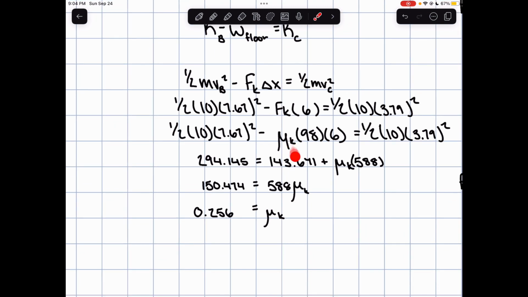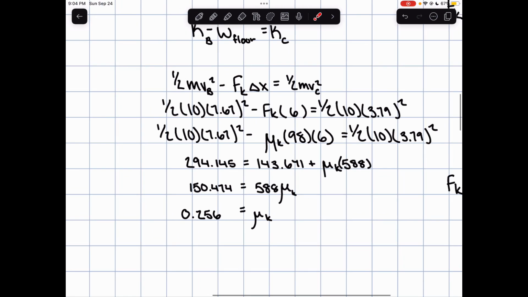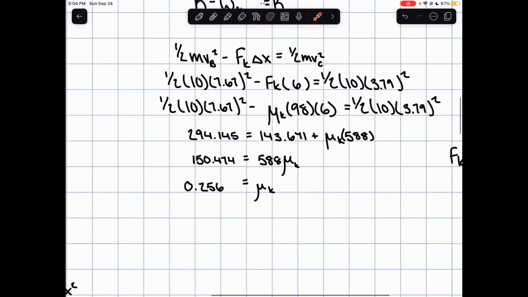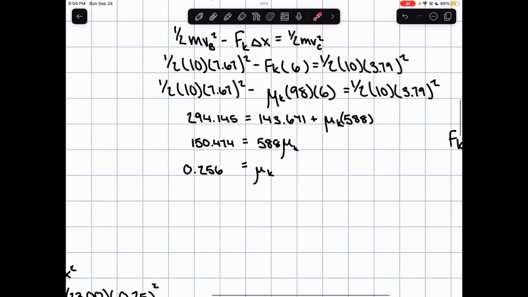From there, it's solving algebraically. We're going to move this over to the right side to make it positive. We're going to multiply and then divide each of these portions till we get 150.474 is equal to 588 mu k. We're going to divide by 588, and we're going to get our coefficient of friction is 0.256.